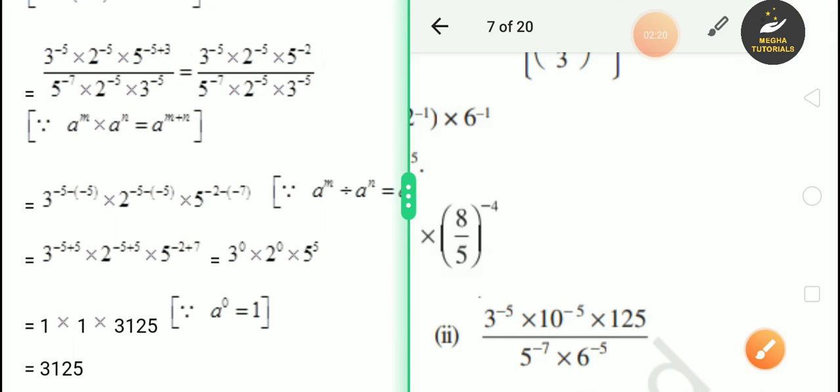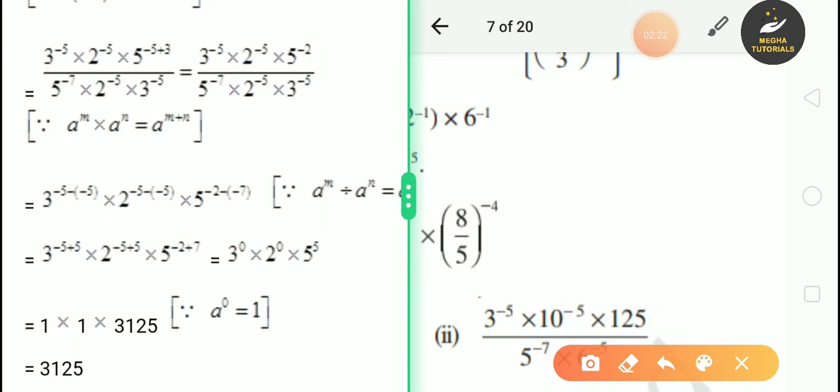Then for equal bases we can use the law a raised to m divided by a raised to n is equal to a raised to m minus n. So for base 3 we can write 3 raised to minus 5 minus minus 5. Then for base 2 we can write 2 raised to minus 5 minus minus 5, and for base 5 we can write 5 raised to minus 2 minus minus 7. So in the next step we will get 3 raised to minus 5 plus 5 into 2 raised to minus 5 plus 5 into 5 raised to minus 2 plus 7.